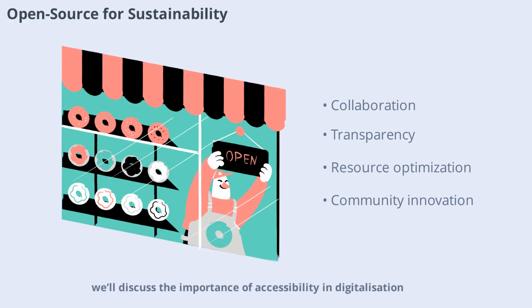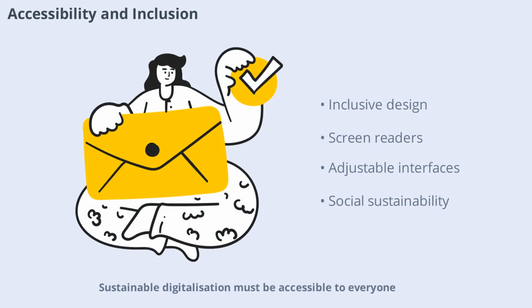Next, we'll discuss the importance of accessibility in digitalization. Sustainable digitalization must be accessible to everyone, including people with disabilities. Designing inclusive products and services ensures that all users can benefit from digital advancements. Accessibility features such as screen readers and adjustable interfaces make technology more usable for everyone. Inclusive design also supports social sustainability by reducing digital divides.